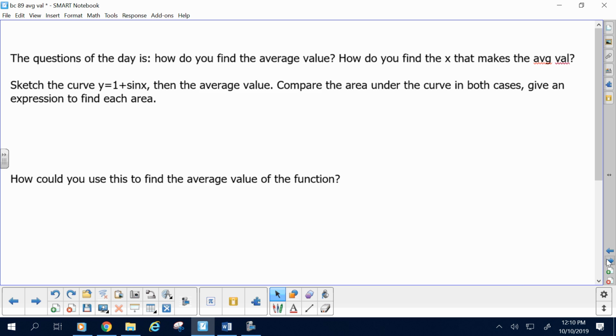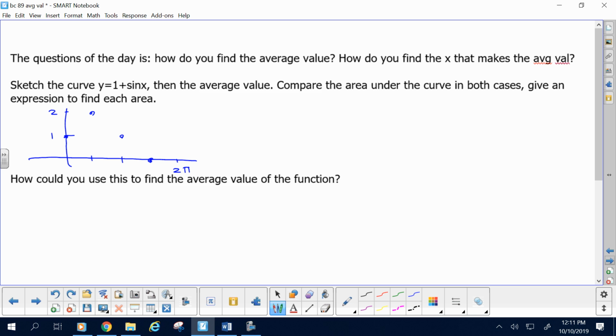Obviously, I could put the formula up and say, here, this is how you find an average value. Do it, but that's not my style. So, sketch the curve 1 plus sine of x, please. One period in the first quadrant should be sufficient. Have something like that. Okay?